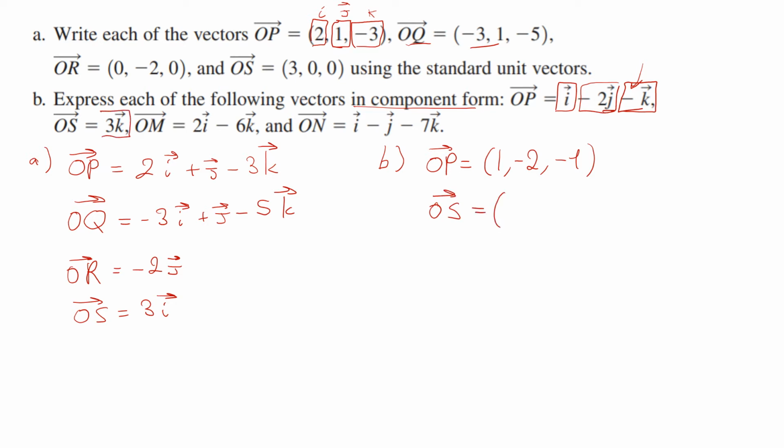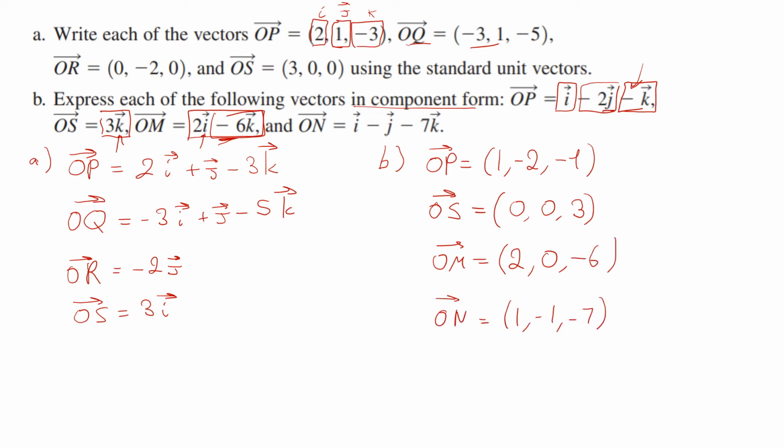I go to OS, the next one. I see that it only has the z component. That means my x and y are going to be 0, while my z component value is 3. Same thing over here, I look at OM, i represents my x value, which has a 2 in front. So that's my x component. I see that there's no j over here, so that's 0 for y. And I see it's negative 6 for the z value, so I just put negative 6. And this is the last answer for ON as well.